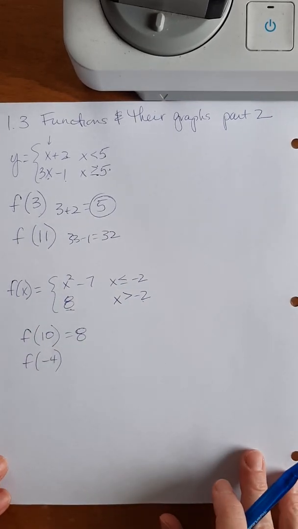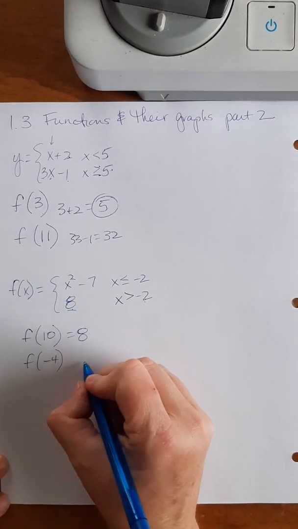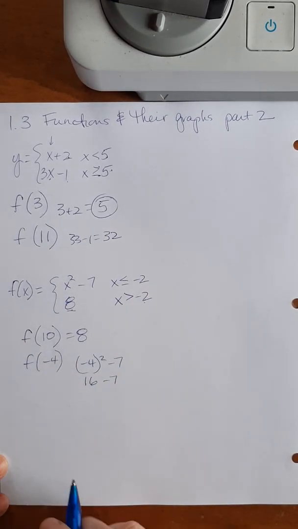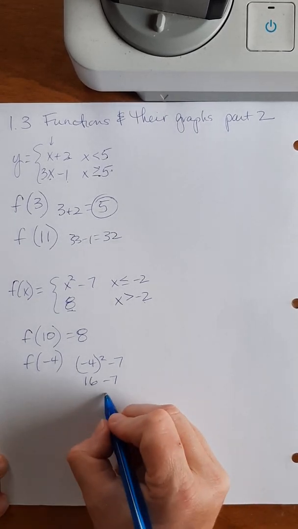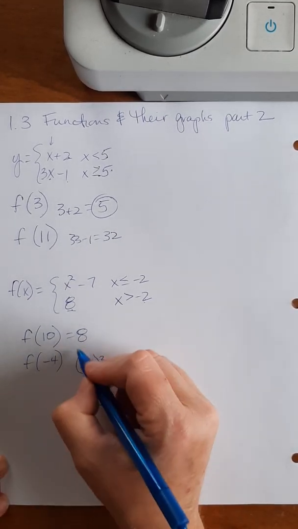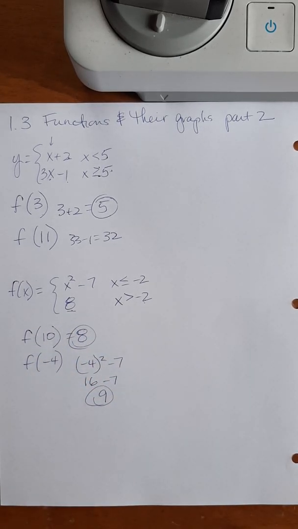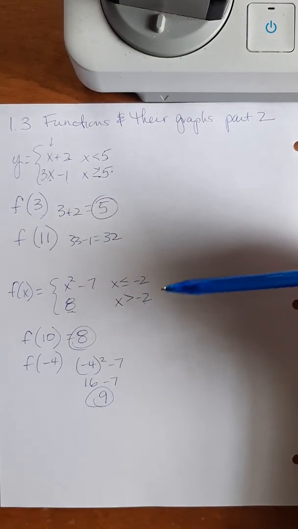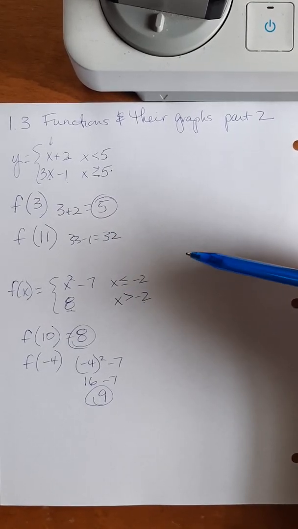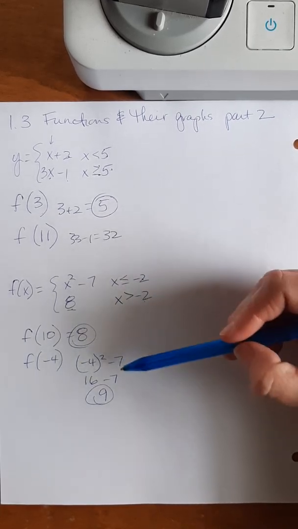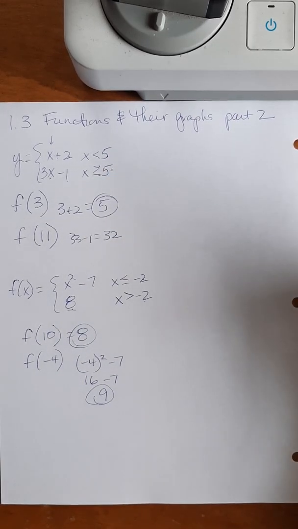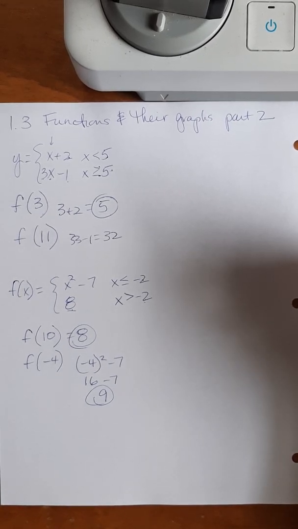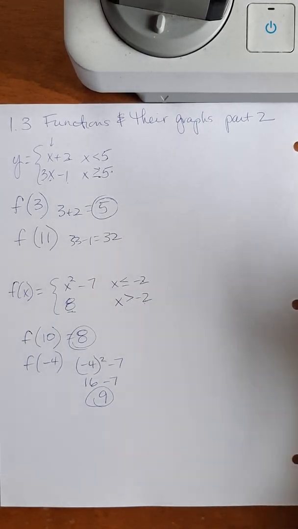Now let's say I said find f of negative 4. Negative 4 is less than negative 2, so that means I'm going to plug it in the top. Negative 4 squared minus 7. 16 minus 7. 9. So that's how you would evaluate certain points. Even though you can even have 3 equations or 3 expressions, it doesn't matter. Just look at the right hand side to see where it's going to be, and that is the one you plug in. You won't plug in both, but just the one that it fits.